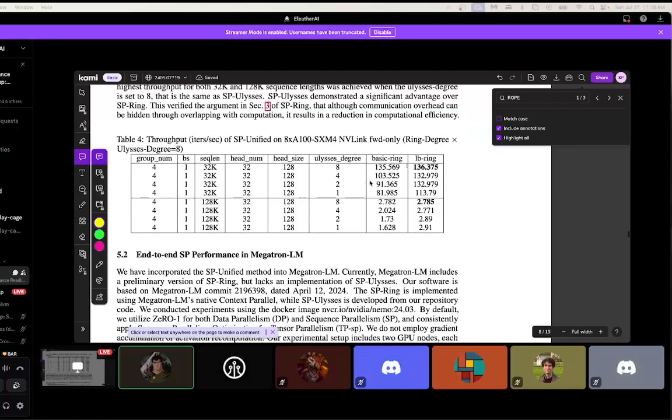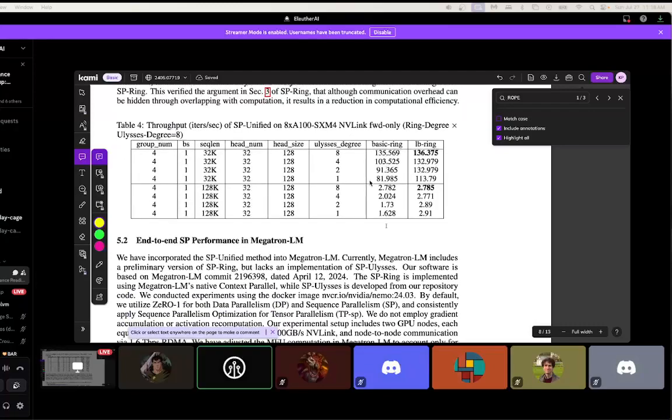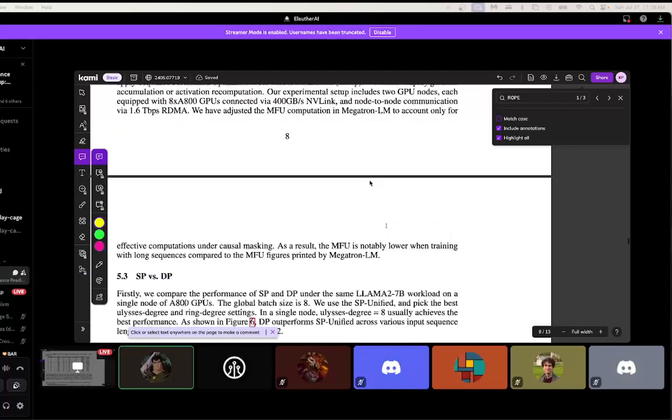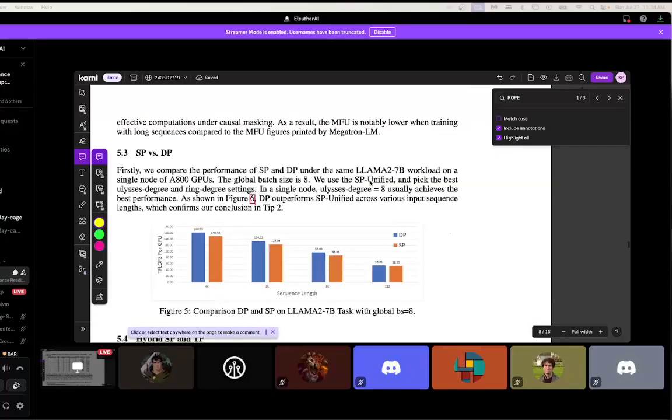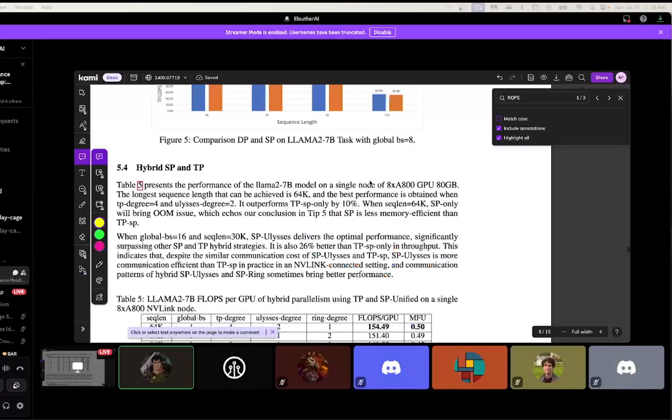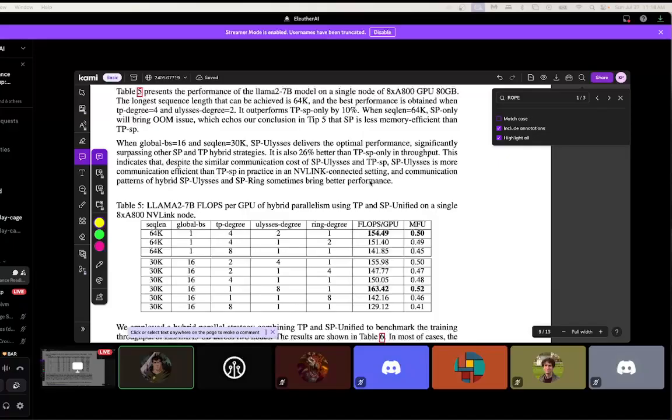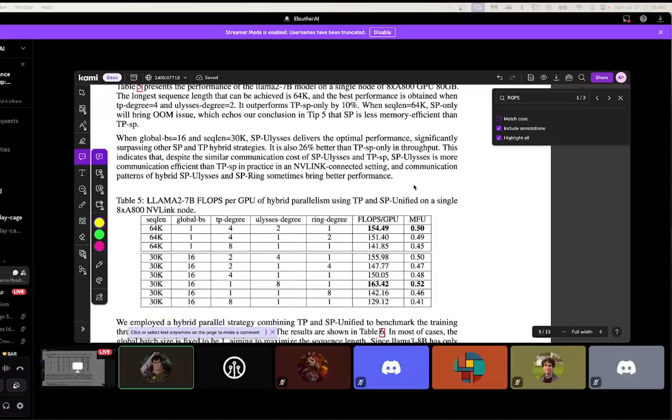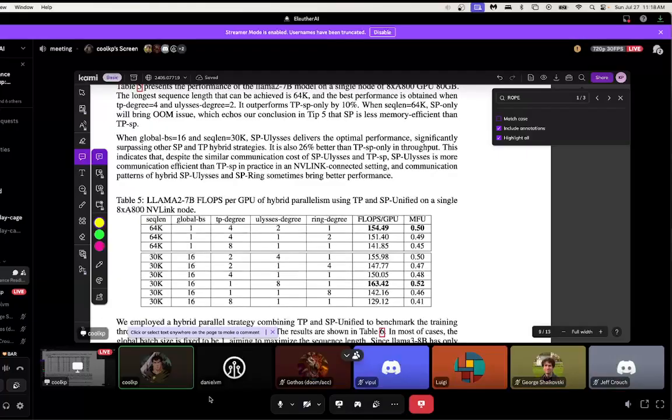This is comparing the load balanced ring to the basic ring. Anyway, they use 64K sequence length here as well to compare. But I wonder if anyone uses this in production. Is this from ByteDance authors? Not sure if they have used it.